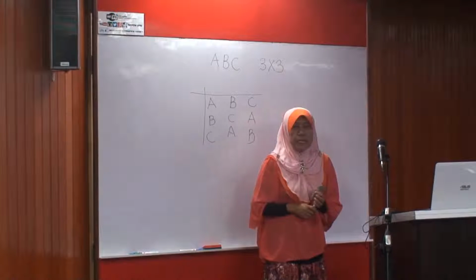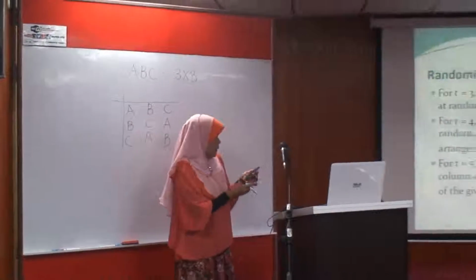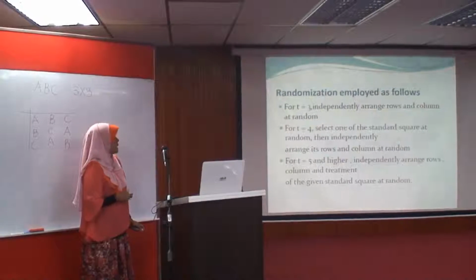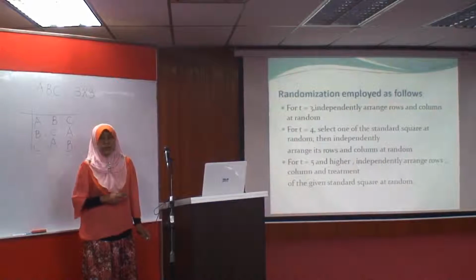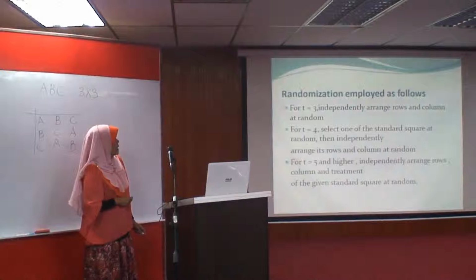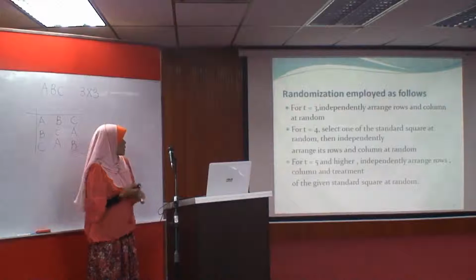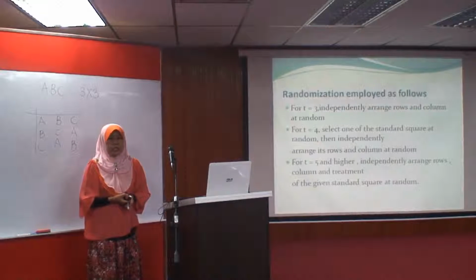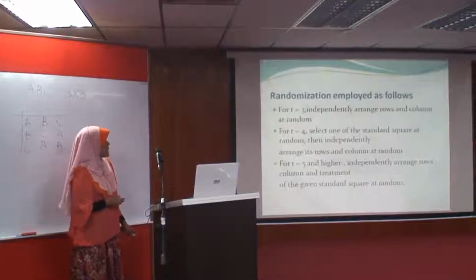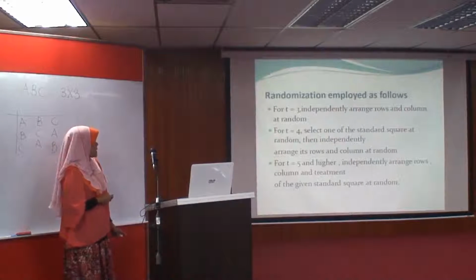Then we look at how to do the randomization of the treatments to the experimental units. Here there are three types of randomization of the treatments to the experimental units. Let's look at the first one, to assign the treatment to the experimental unit. For t equal to 3, independently arrange rows and columns at random.